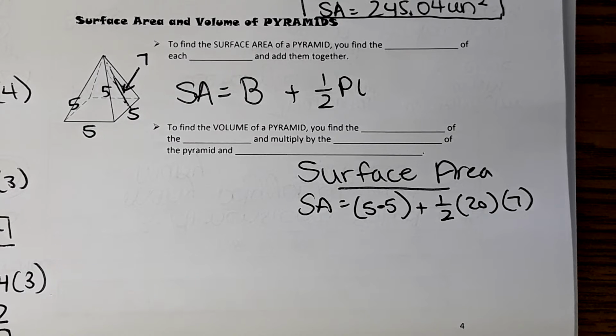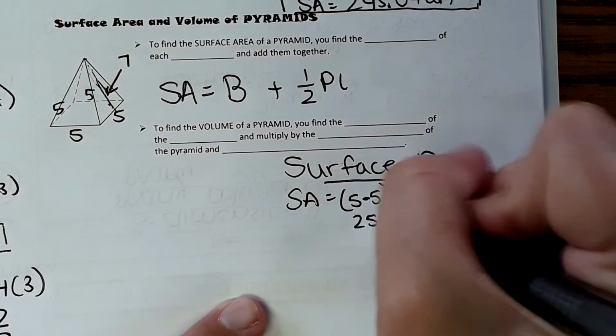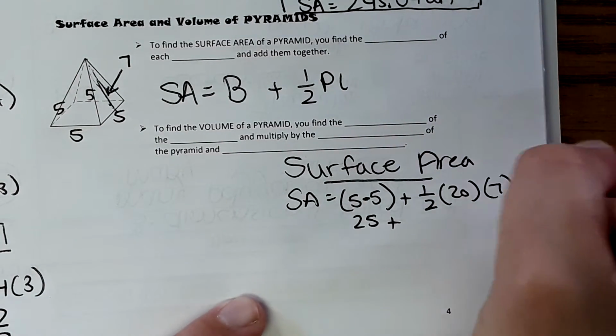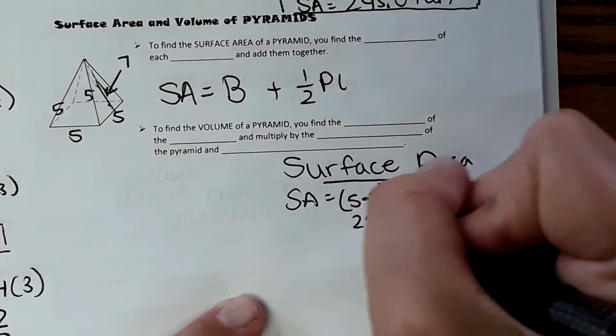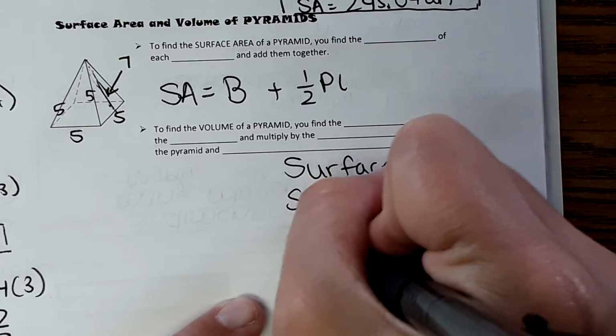So for surface area, you would have to find the area of the base and then the area of each of those triangles and then add those areas up. But by doing the perimeter, you're essentially finding the area of all those triangles at one time. That's why they keep having you do perimeter. So for here, we get 25 plus half of 20 is 10. 10 times 7 is 70. So 95 units squared for surface area.